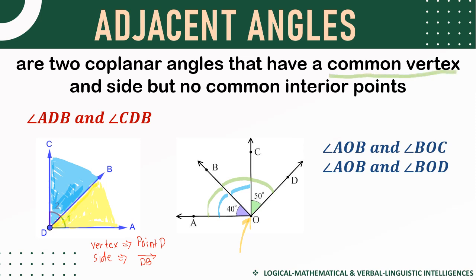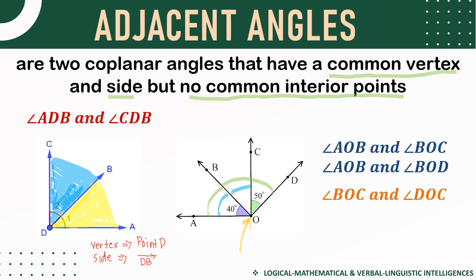The two angles should have a common vertex, they should have a common side, but no common interior point. So these will be our conditions. Okay, so now again, angle AOB and angle BOD are also considered adjacent angles. It's a pair of adjacent angles.